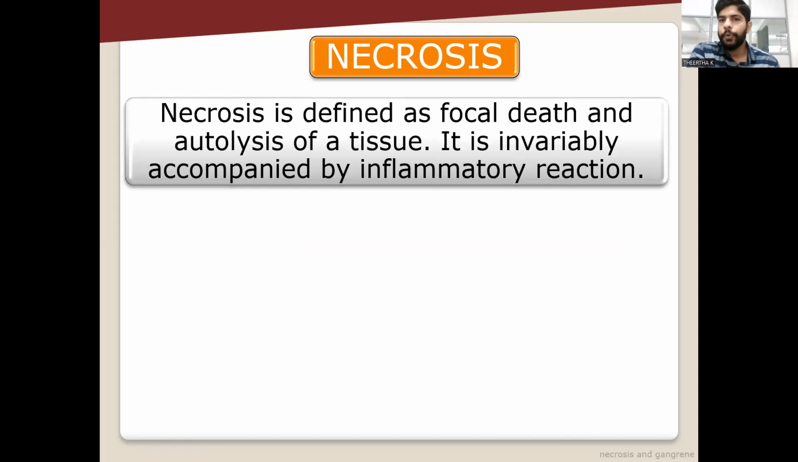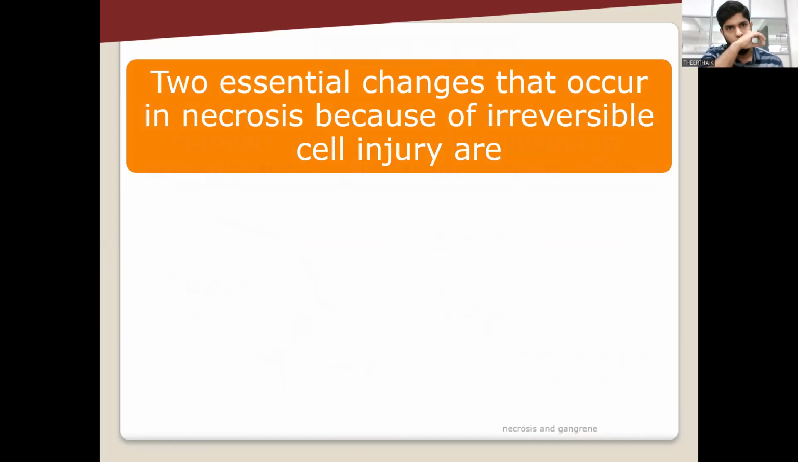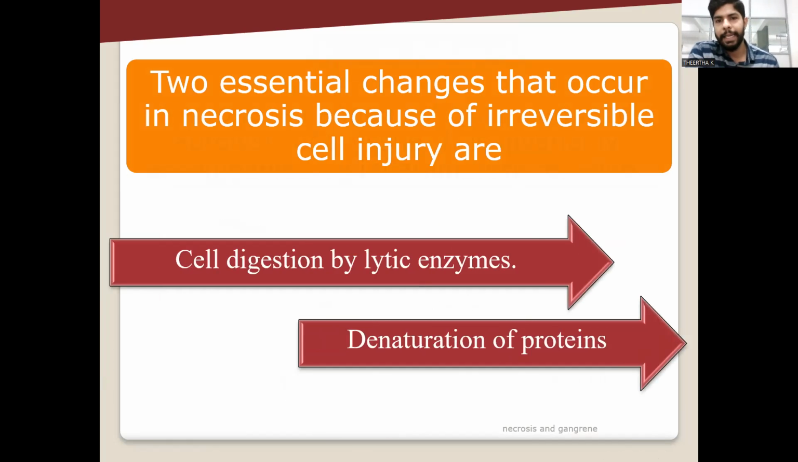Necrosis is defined as total death and autolysis of a tissue. It is invariably accompanied by inflammatory reaction. Necrosis can occur due to microbial agents, hypoxia, chemical and physical agents, or due to immunological injury. Two essential changes that occur in necrosis because of irreversible cell injury are cell digestion by lytic enzymes and denaturation of proteins.